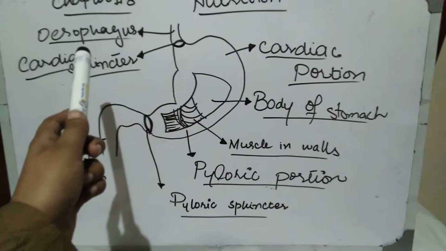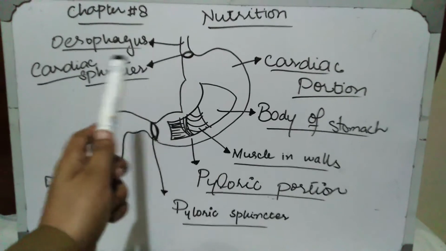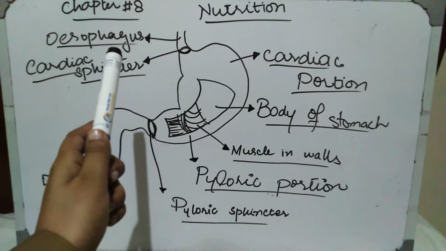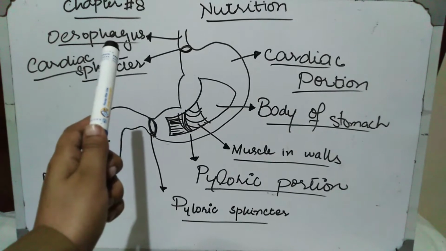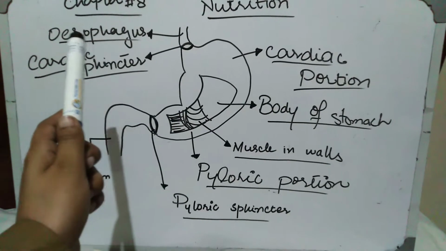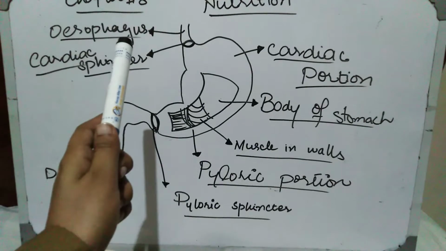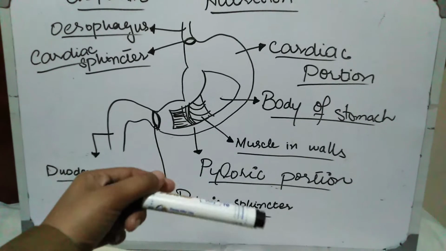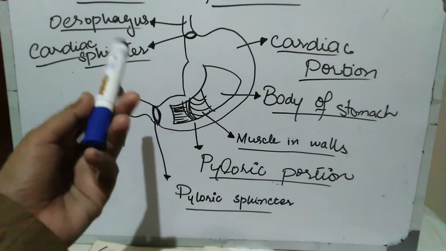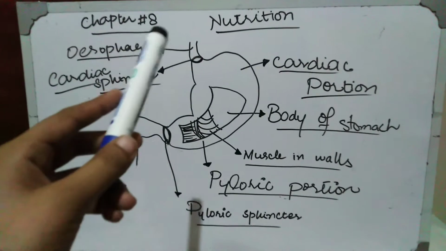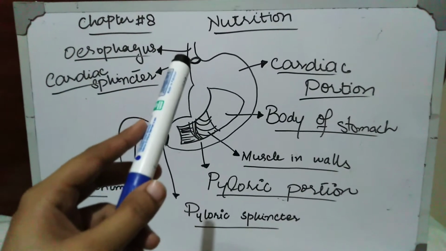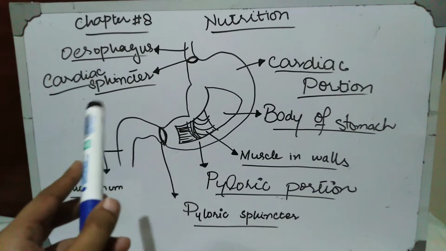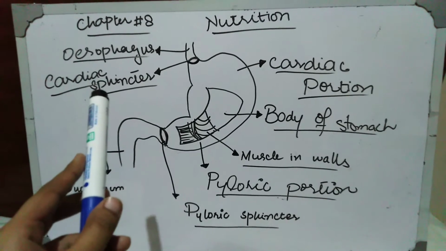Firstly, I need to read it. Esophagus. This is the esophagus, also known as food pipe. I think you have studied it already in your previous classes. Esophagus is actually a food pipe. Now, when you eat something from your mouth cavity, it moves to your esophagus. From esophagus, it can go towards the cardiac sphincter. Okay. Cardiac means related to the heart.